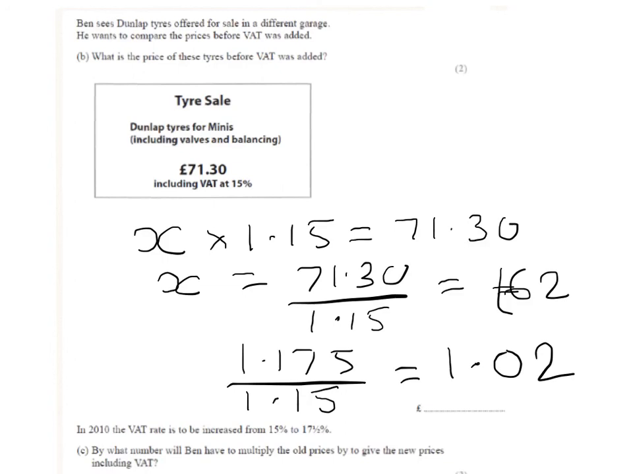And just so you're clear on that, the top number is the 17.5%, that's the new percentage, and the bottom number is plus 15%. So by dividing them, we get the single number that we require.